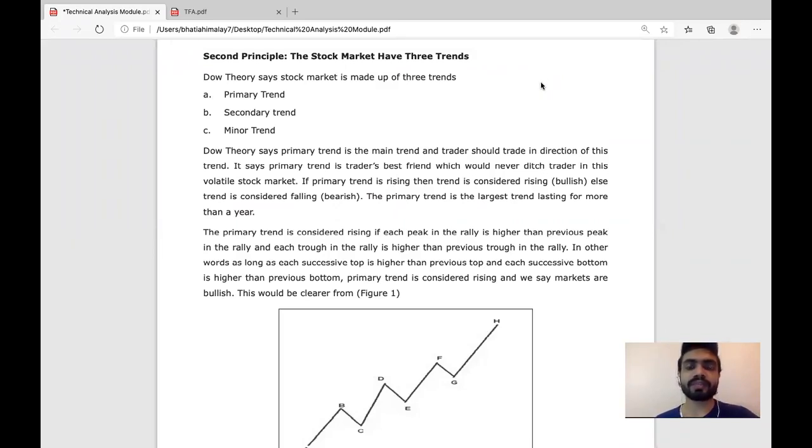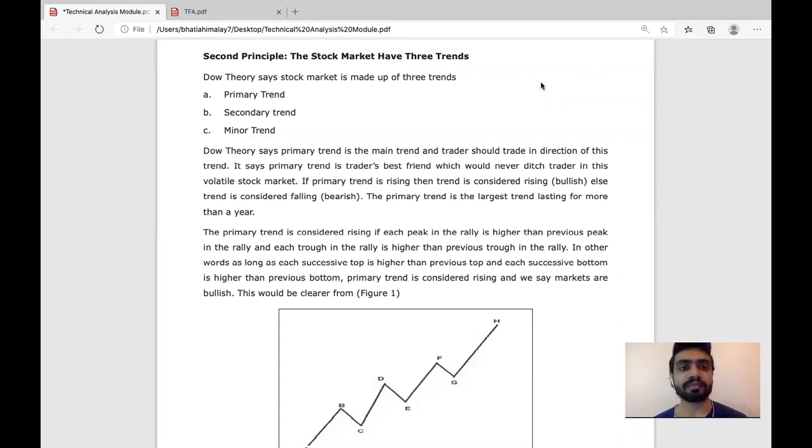In this module, we were discussing the Dow theory, and in the previous episode, we discussed why Dow theory is important for us, what is the motive behind understanding the Dow theory, and we also understood the first principle of Dow theory, that is, why the stock market discounts all information. All right. Now, in continuation to this, we will be covering the second principle, known as the stock market has three trends. All right.